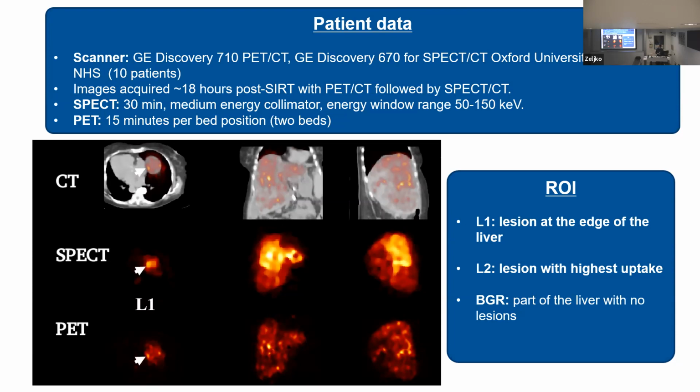In terms of region of interest, we chose two different regions of interest. One is not the biggest nor the hottest lesion, but it's a lesion that is close to the edge of the liver, because I wanted to investigate how CT information affects these kinds of lesions. And the other one is the one with the hottest voxel in the region, and most of the time is also the biggest. And we have a background region of interest to study the coefficient of variation.